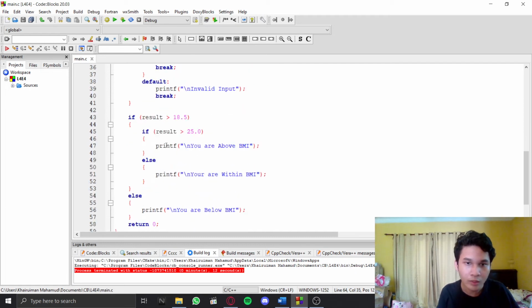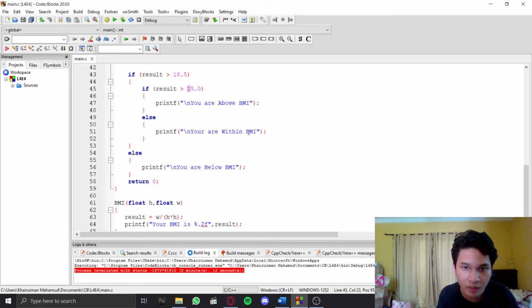So if you want to know our result is above, within, or below, we have to use the if else function. So if the result is above 18.5, it will be printing these two. There is if result is above 25, it will be above BMI, and if not, you are within BMI. And if result is below 19.5, it will be printing you are below BMI.